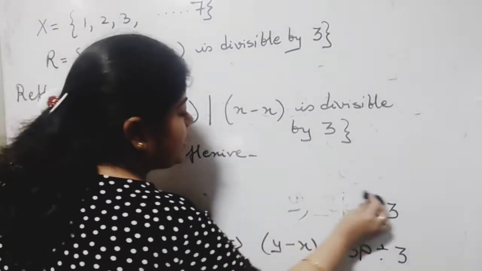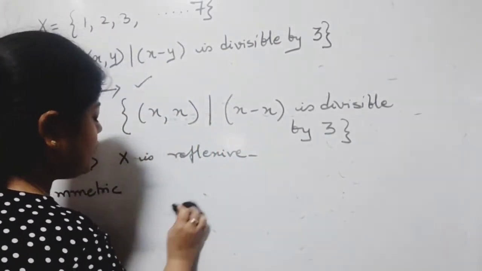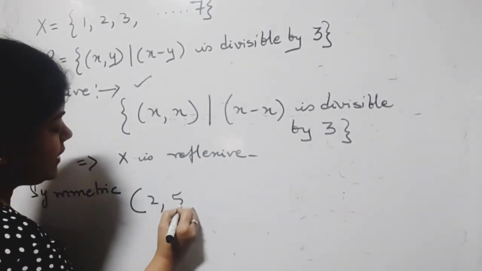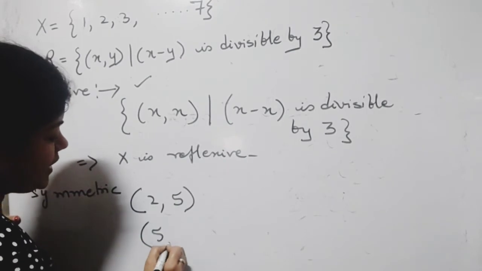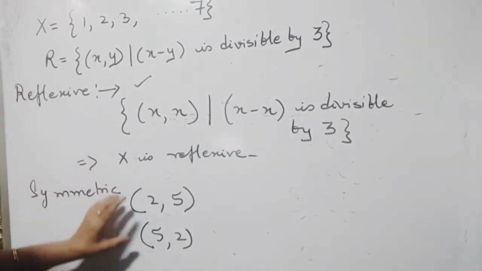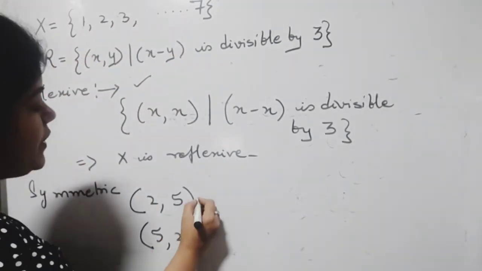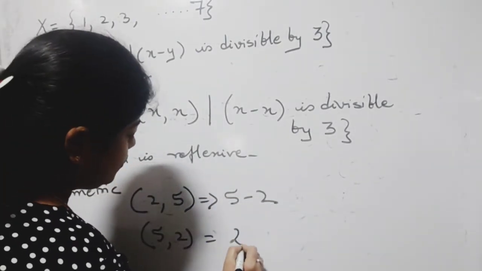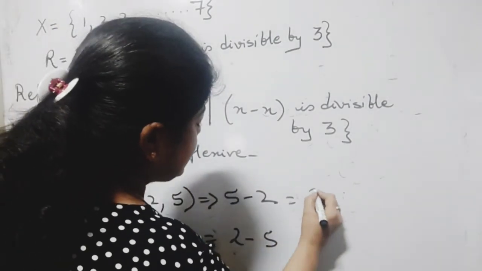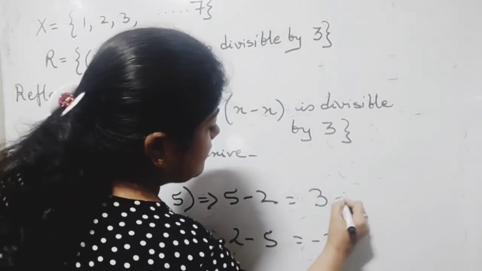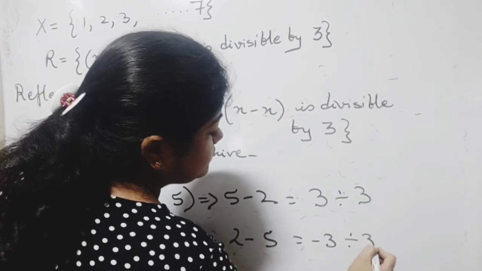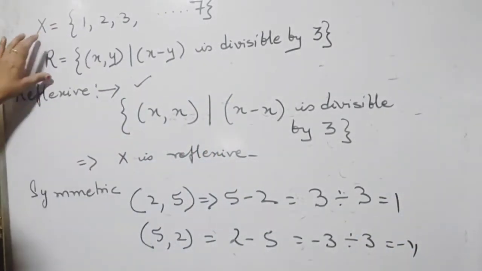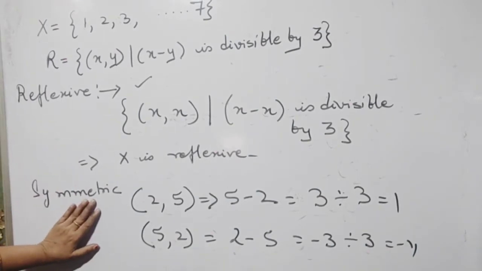Now I make it more clear to you. For example, we have an ordered pair 2 comma 5, and another ordered pair 5 comma 2. Both ordered pairs belong to this set. So here we have 5 minus 2 and here we have 2 minus 5. In both cases, we have 3 and minus 3, and both are divisible by 3. So this relationship is symmetric also.